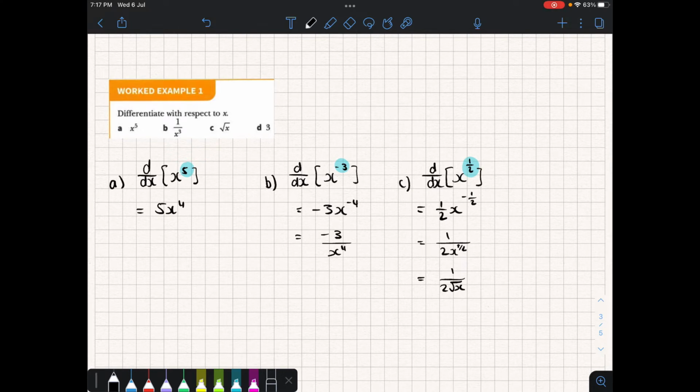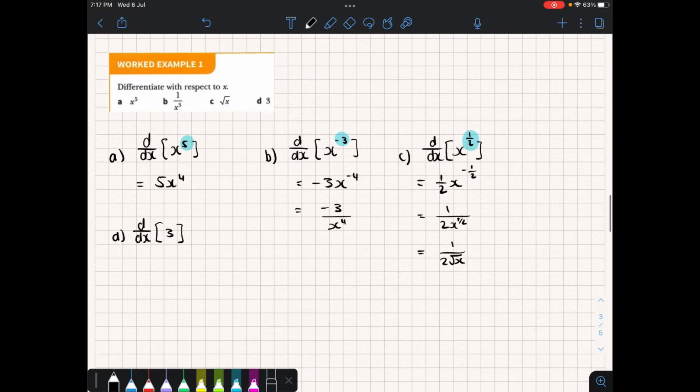And let's do the last one here. We want the derivative of 3. Right, if you want to calculate the gradient of a constant number like 3, well, if we have a constant, it doesn't change, and so it has no gradient. And so the derivative of any constant number is always going to be 0.